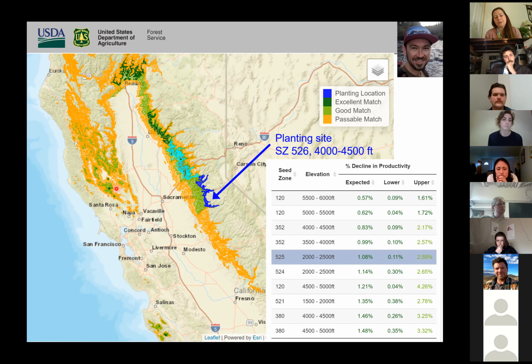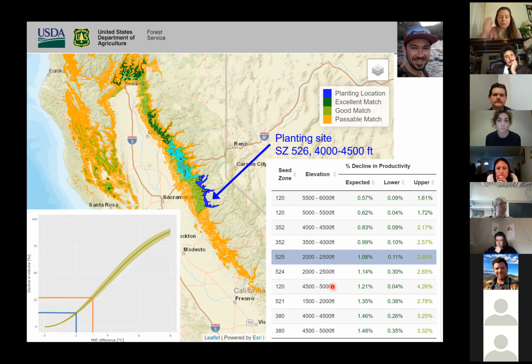And there's actually a lot of genetic data that suggests that Sierra and Coast Range populations are very different. So I would actually argue that we should not consider those, but in fact go to the nearest Sierra source, which is 525, a seed zone north, and downhill quite a bit, 2,000 to 2,500 feet.